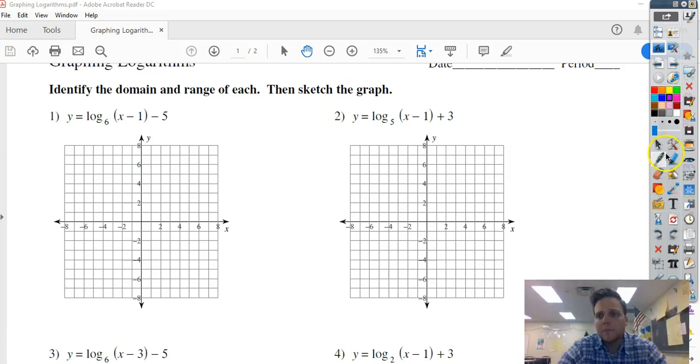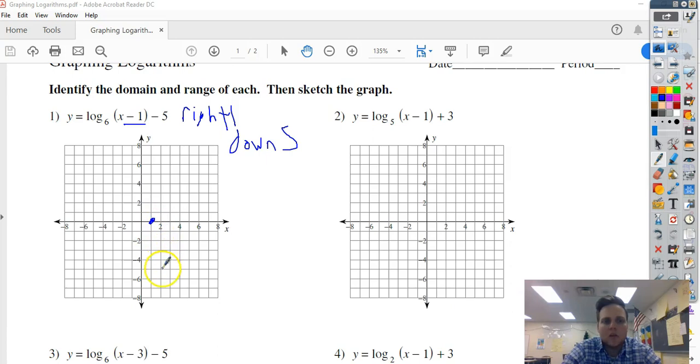All right, so here's what I mean by that. Our starting point for exponential was at 0, 1. So since this is the inverse, where is its starting point going to be? That's right, at 1, 0. Now, for this problem, though, I have some transformations taking place. I have a transformation of right 1, and a transformation of down 5. So I want to go from this point right here right 1 more, and then down 5, and that puts me right there.